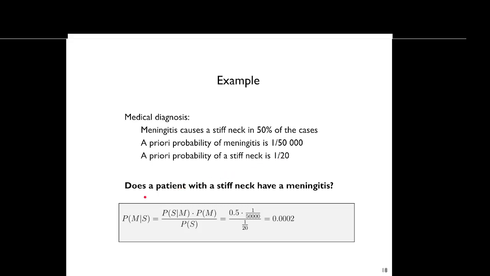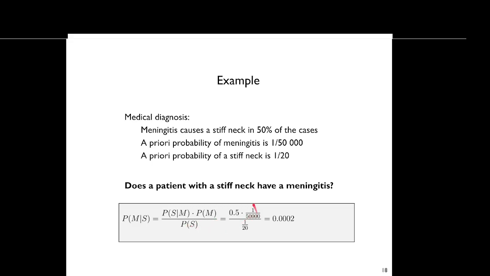Now, we're in a scenario where a patient comes to a doctor and says, I've got a stiff neck, and the doctor wants to assess, now what's the likelihood of this being a symptom for a meningitis? So we want the conditional probability: given we have observed a stiff neck, what is the likelihood that the correct diagnosis is meningitis? Through the Bayes theorem, we can turn this into the likelihood of observing a stiff neck given that we know it's a meningitis, times the probability of having a meningitis, divided by the probability of having a stiff neck.